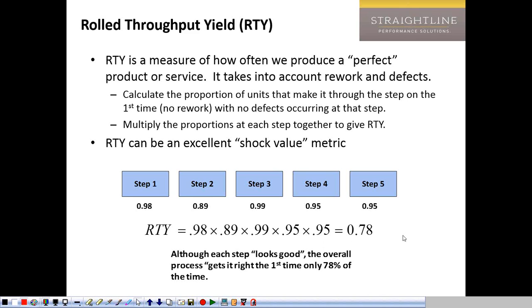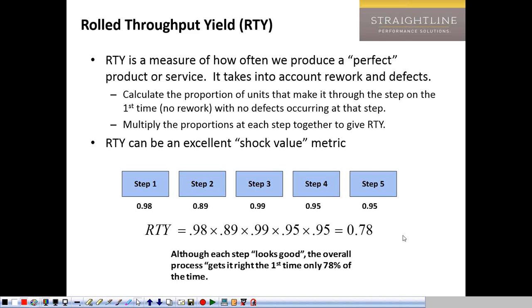I'm confused, I guess. On loading, each month they had to load the provider file. So they get this data from all providers, and they're trying to look at the rolled throughput yield, which is the percentage of times they never had to rework and they got it correct. Oh, never? Maybe 50%. Yeah, it was 7%. So 7% of the time they either got it right or didn't have to rework it.